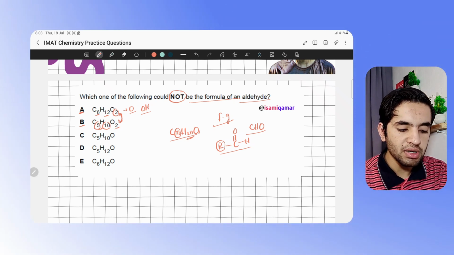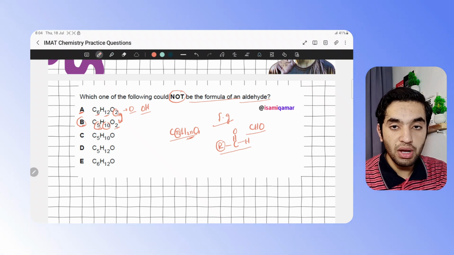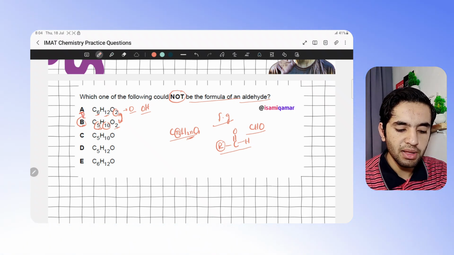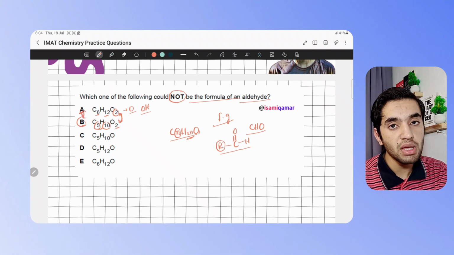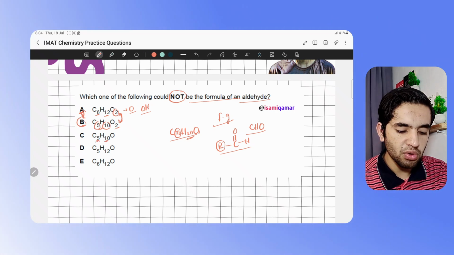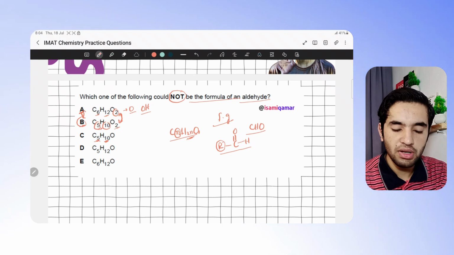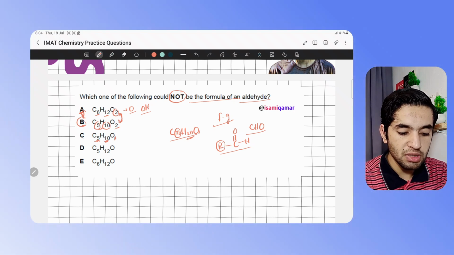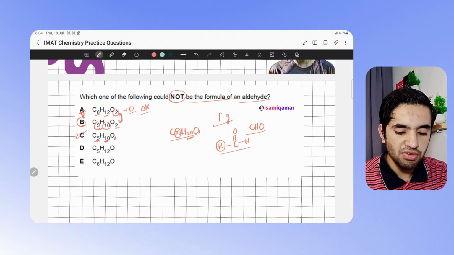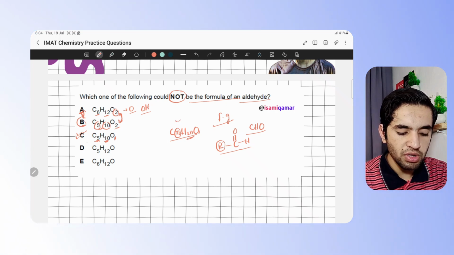It means that if we selected this must be wrong, but now both are similar, so we can't make them wrong. These must be aldehyde. So look at option C. C5 and 5 is 2 times 10, so hydrogen is 10 and oxygen is equal. So it is the perfect formula of it, justifying our general formula. Okay, so this is the perfect formula.